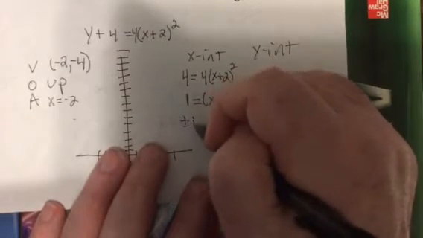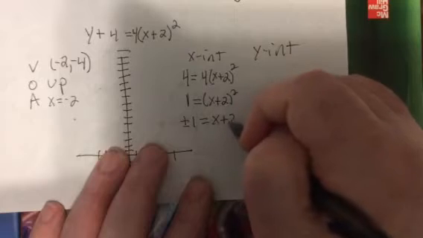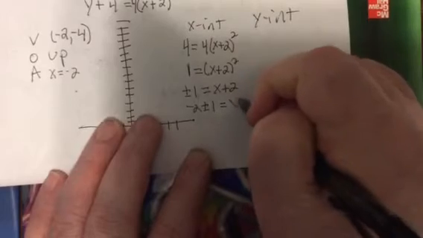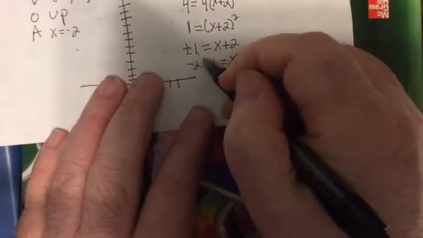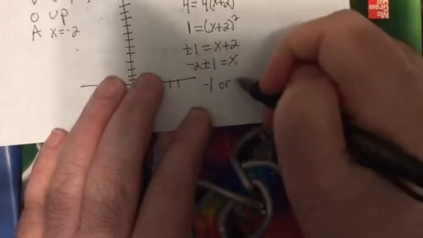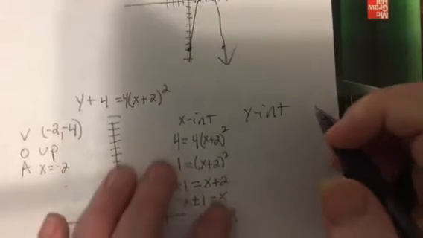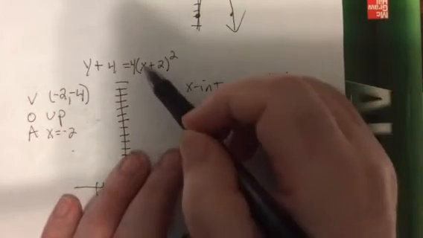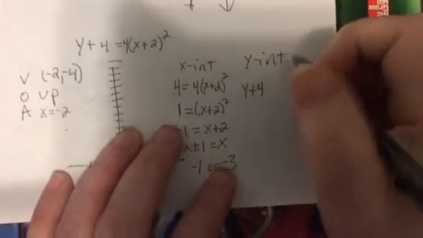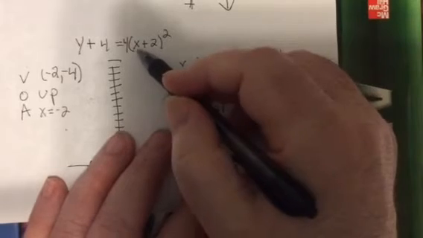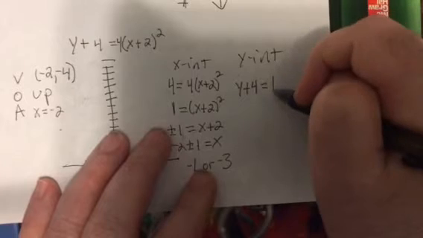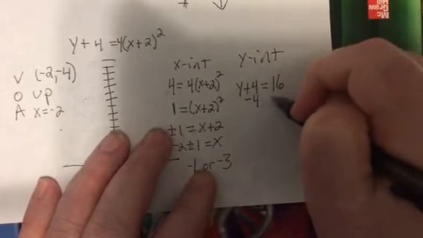Square root, that'd be plus or minus 1 equals x plus 2. Subtract 2. So the x-intercepts are negative 2 plus 1, which is negative 1, or negative 2 minus 1, which is negative 3. Then to find the y-intercept, you put 0 in for x. 0 plus 2 is 2, squared is 4, times 4 is 16. Then to solve, you subtract 4.